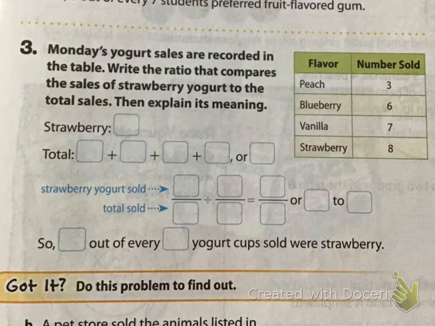So, Monday's yogurt sales are recorded in the table. So we're going to write the ratio that compares the sale of strawberry yogurt to the total sales. So this should be easy, you guys. How many strawberry yogurts were sold? Everybody should be able to answer this one. 8 strawberry.